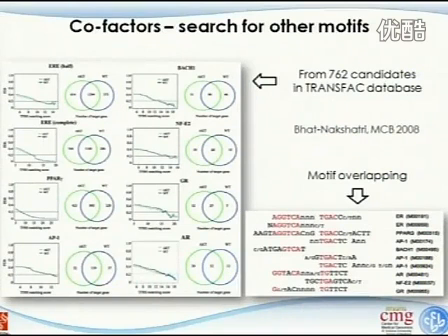But we didn't really look for only ERE, right? We searched for all the 762 candidates in the Transvac database. And these are the ones that will eventually drop down to FDR less than 2%. And these will also be the other binding sites that we concluded that are enriched in the regions that we identified. And once we look for the sequence identities of these binding sites, they have a certain level of overlapping.